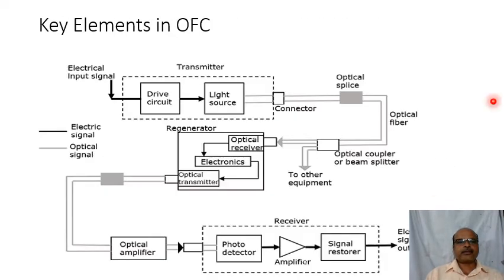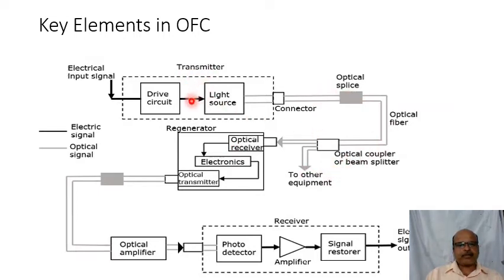Next are the key elements of the optical fiber communication system. This block diagram is very important, and it shows the main key elements of the optical fiber communication system, or all the elements present in the OFC. Basically this system consists of a transmitter, then a regenerator or repeater if required, and a receiver. These three blocks are the main blocks, and in between them different blocks are there.